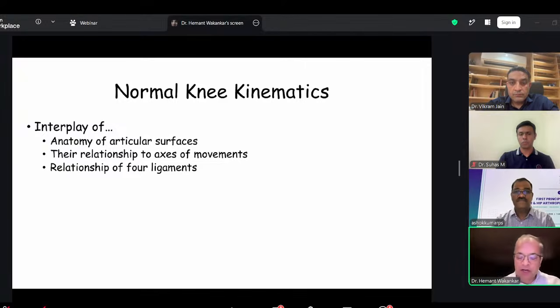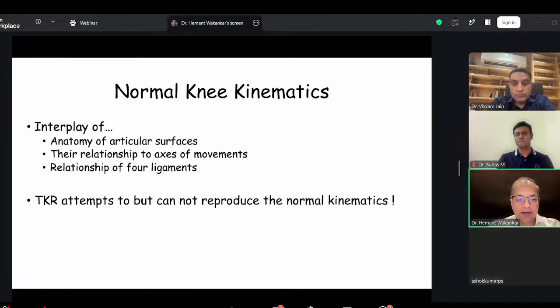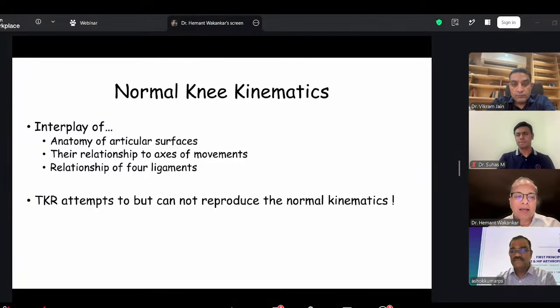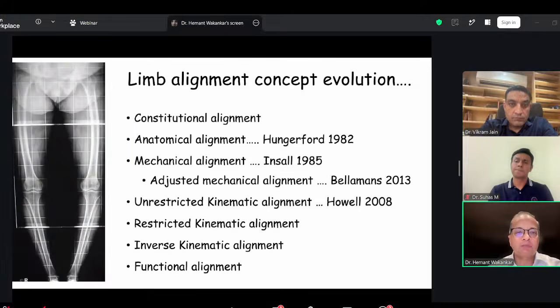So, as we heard earlier from Vaibhav, normal knee kinematics is an interplay. And the bottom line, I think, today is that TKR is attempting but cannot entirely reproduce the normal kinematics. So anybody who is following kinematic alignment cannot say that they are getting the entire knee kinematics reproduced, because there's no way you can reproduce that posterolateral femoral sliding off that happens normally. So there's just no way that you can say that you are entirely reproducing the normal kinematics.